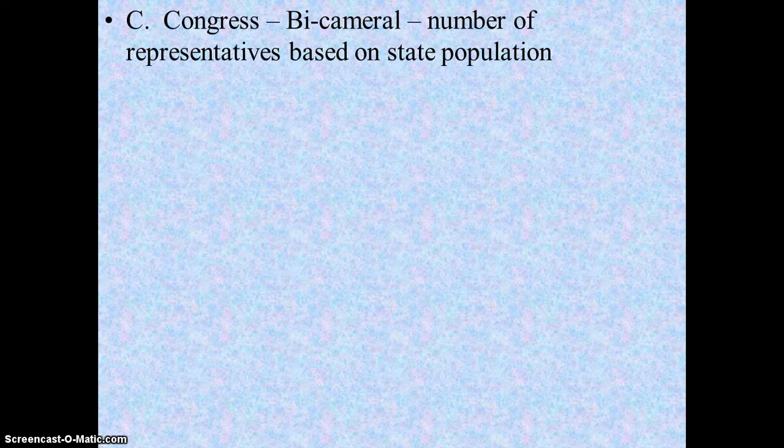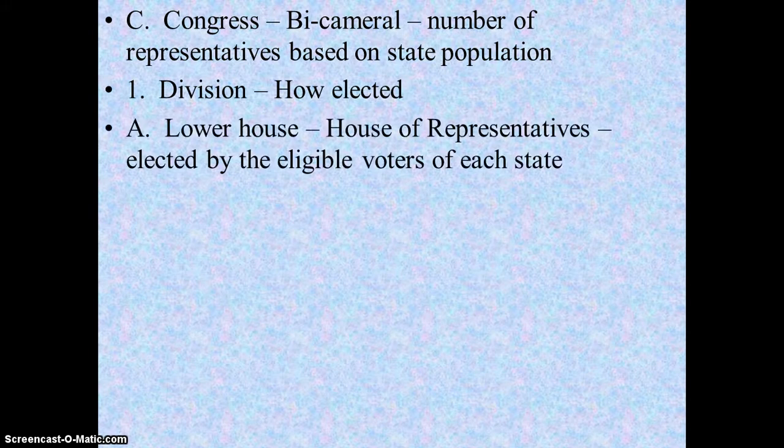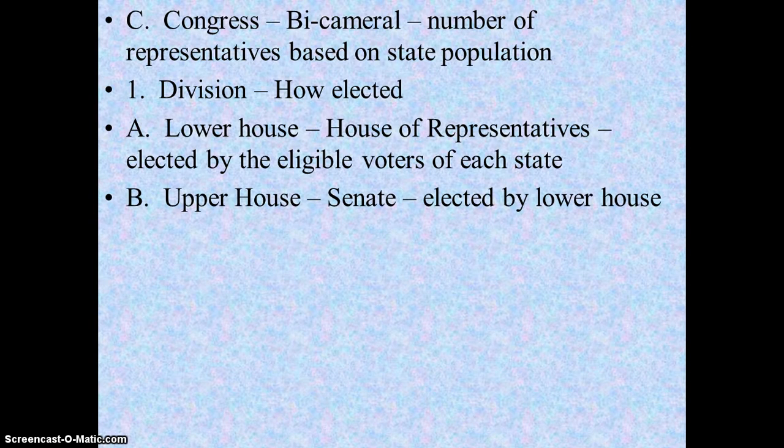The Congress would be bicameral. The number of representatives would be based on the state's population. It would be divided in how it's elected. The lower house, the House of Representatives, would be elected by the eligible voters of each state. The upper house, the Senate, would be elected by the lower house.